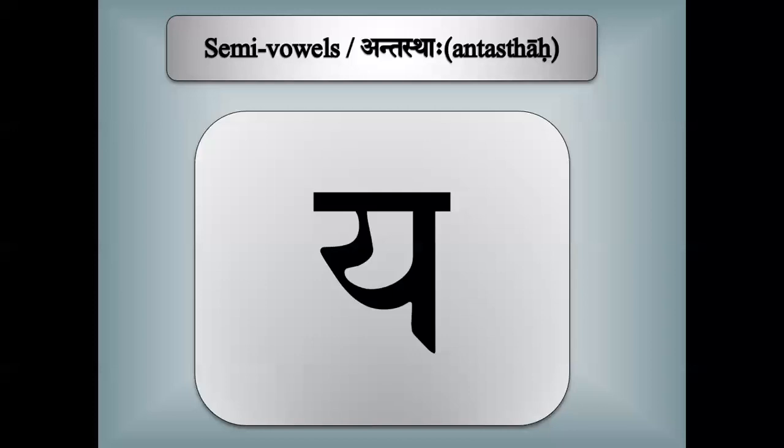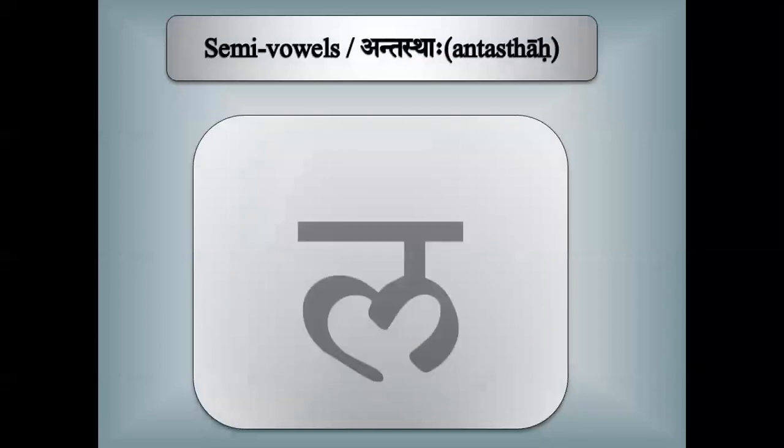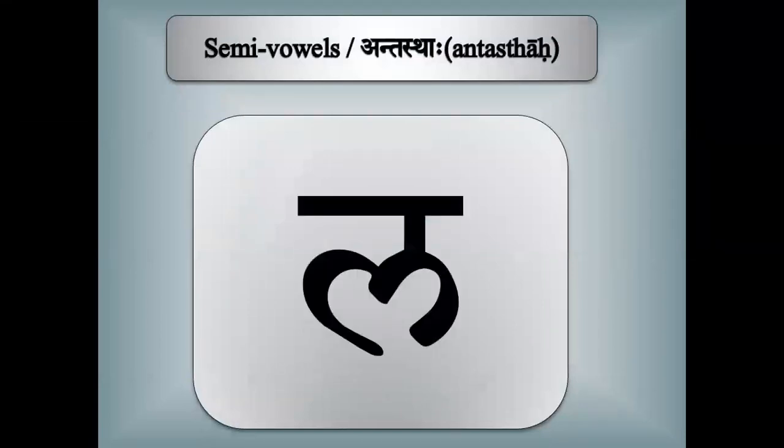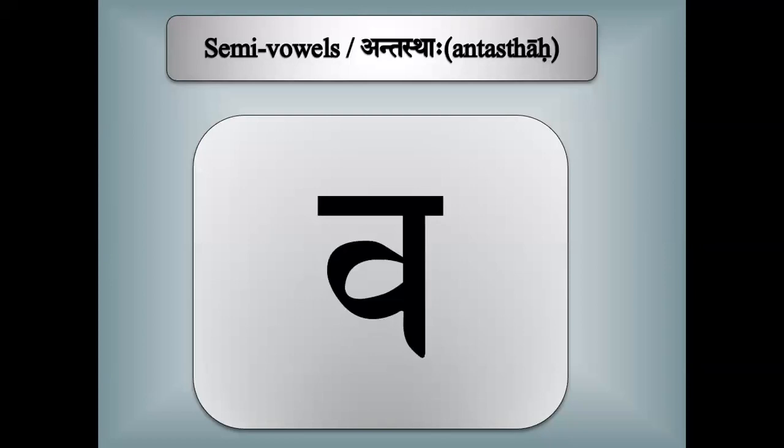Then the next semi-vowel is ra. This is also simple to write. So ya, ra. The next one is la, the third semi-vowel. I hope you are writing. Then the last semi-vowel is va. Va is similar to the third letter of the fifth class, ba, which had a stroke inside. Here the inside stroke will not be there. That is the only difference. So ya, ra, la, va.